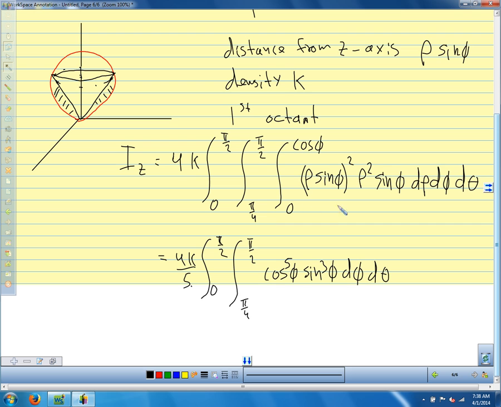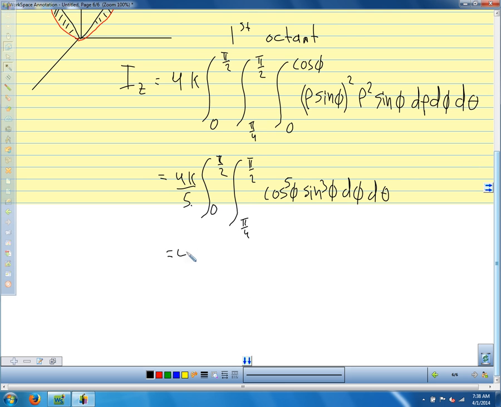So this one we have to be a little careful with when we evaluate this. How are we going to evaluate the integral cosine to the 5th phi, sine to the 3rd phi d phi? Any ideas? So what I'm going to do for this integral, and this is a good technique to remember, is write this as 4k over 5, the integral from 0 to pi over 2, the integral from pi over 4 to pi over 2. I'm going to factor out a sine squared from this sine cubed phi and leave one sine phi for my du, for my u substitution, and u is going to be cosine phi.